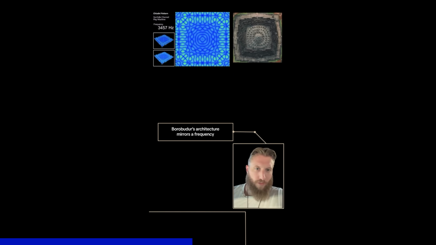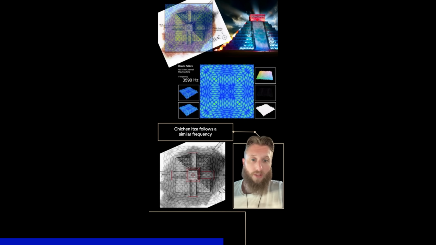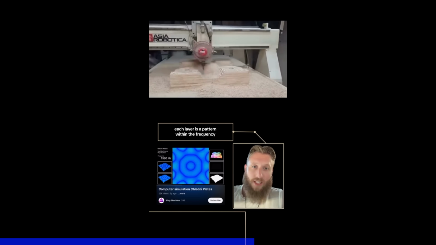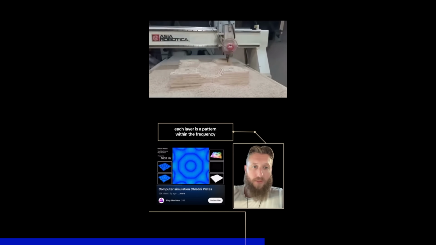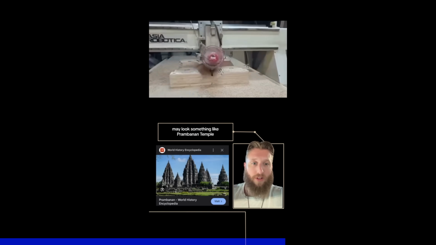Borobudur's architecture mirrors a frequency. This is not uncommon at all in the ancient world. Chichen Itza follows a similar frequency. How would we do that on something like a pyramid, though? Rick Draco can show you. He makes 3D models of vibration. Each layer is a pattern within the frequency. A very complex frequency assembled layer by layer may look something like Prambanan Temple.